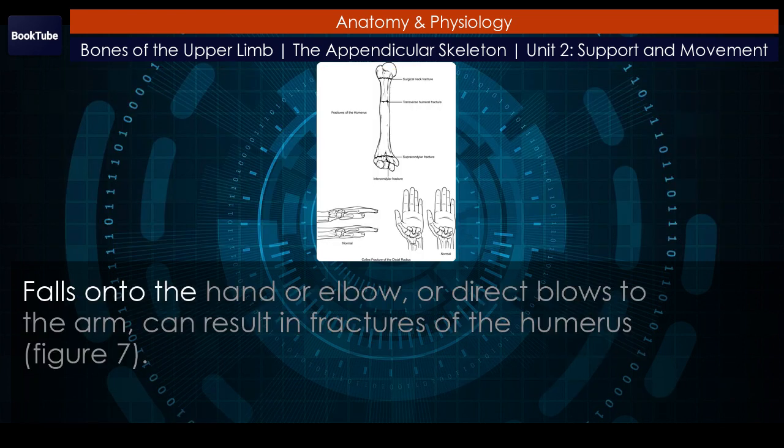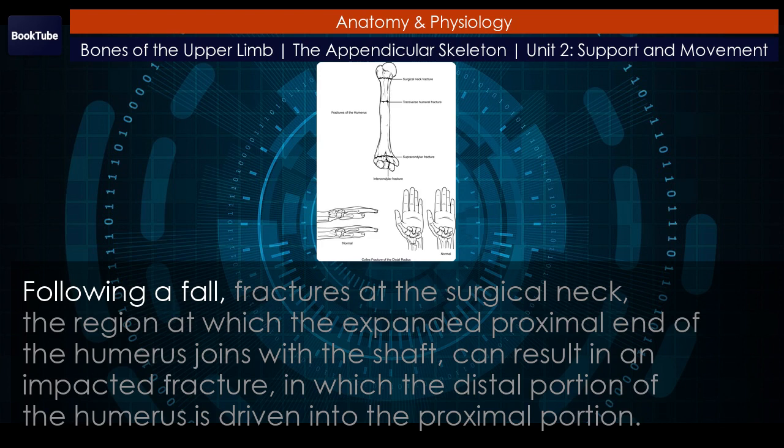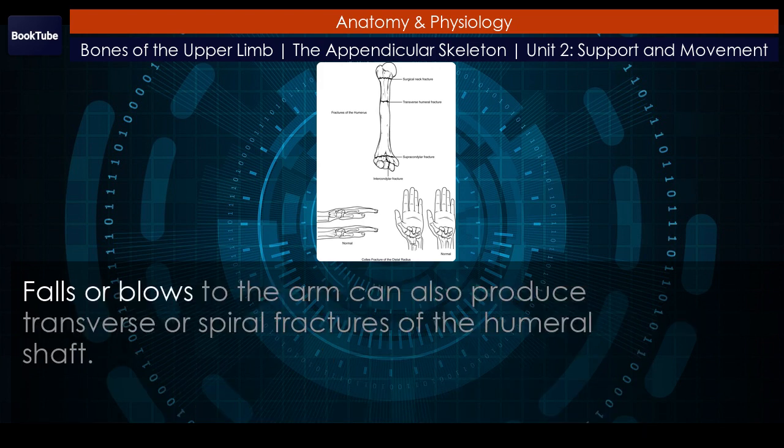Falls onto the hand or elbow, or direct blows to the arm, can result in fractures of the humerus. Figure 7. Following a fall, fractures at the surgical neck, the region at which the expanded proximal end of the humerus joins with the shaft, can result in an impacted fracture, in which the distal portion of the humerus is driven into the proximal portion. Falls or blows to the arm can also produce transverse or spiral fractures of the humeral shaft.